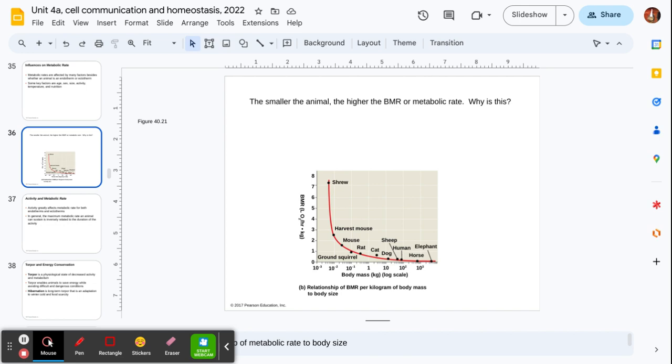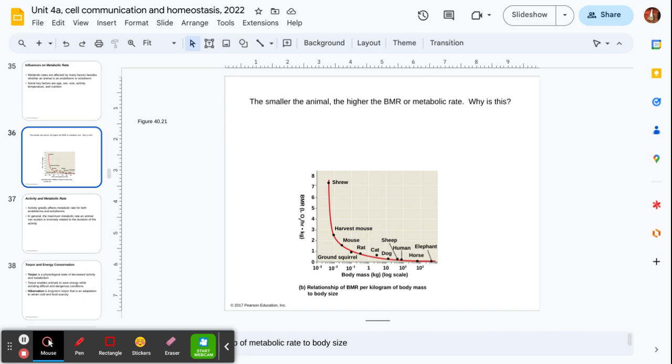Whereas the shrew and the harvest mouse, these guys are going to dissipate heat very quickly. So in order to compensate for that, they have to have a really high metabolism. Because in metabolism, one of the things that you lose is heat. So the more metabolism you're performing, the faster your metabolism is, the more heat you're going to lose.